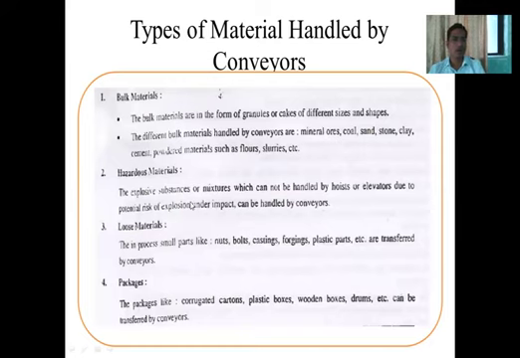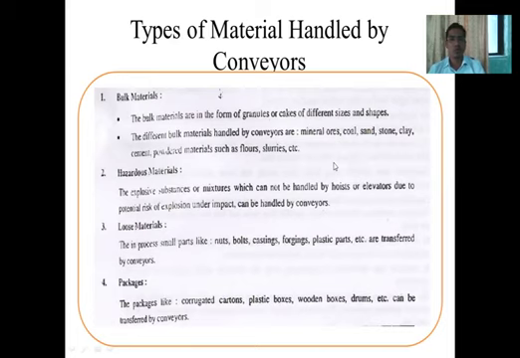Second one is hazardous materials, the explosive substances or mixtures which cannot be handled by hoists or elevators due to the potential risk of explosion under impacts. That can be handled by using the conveyor. The next one is loose material. In the process, small parts like nuts, bolts, castings, forgings, plastic parts, etc. are transferred by using the conveyor. Then packages like corrugated cartons, plastic boxes, wooden boxes, drums, etc. can be transferred by using the conveyors. So these are the various types of materials that can be handled by using the conveyor system.